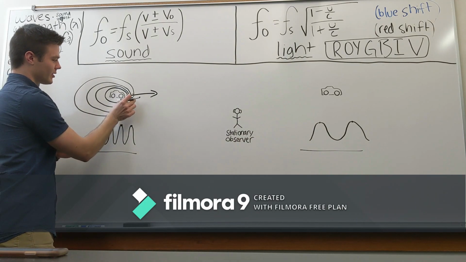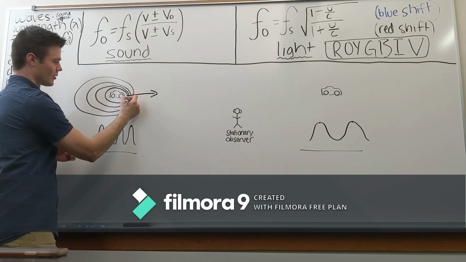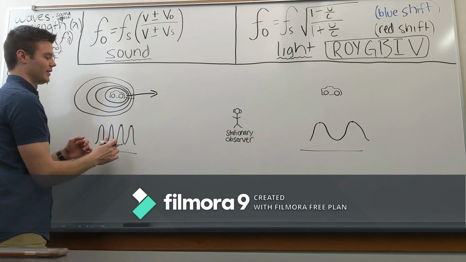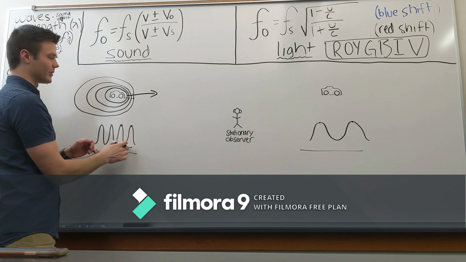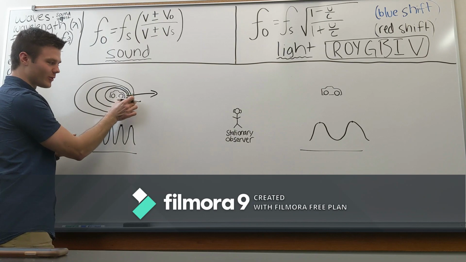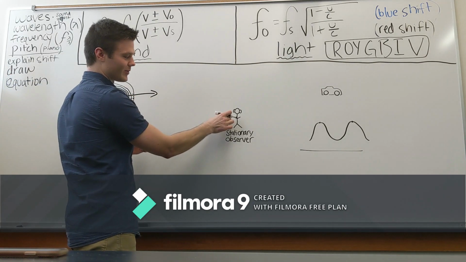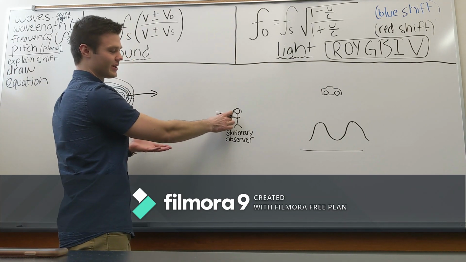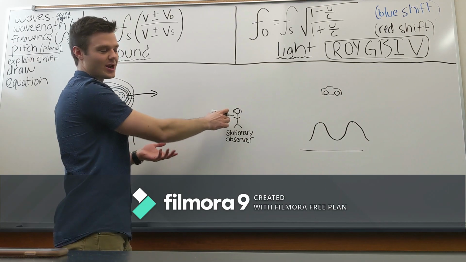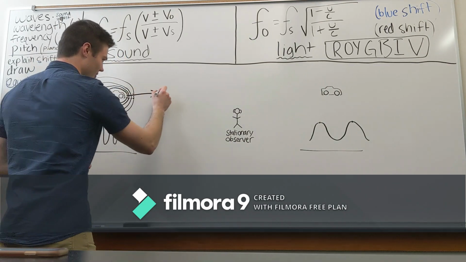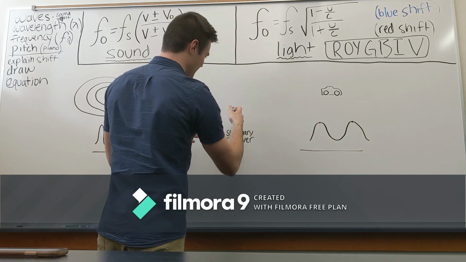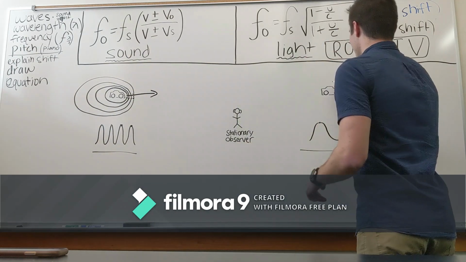And so as you notice here, there are more crests packed together, and so it's a higher frequency. So when this group of waves reaches our observer, it appears that the wave has a higher frequency, it's a higher pitch.